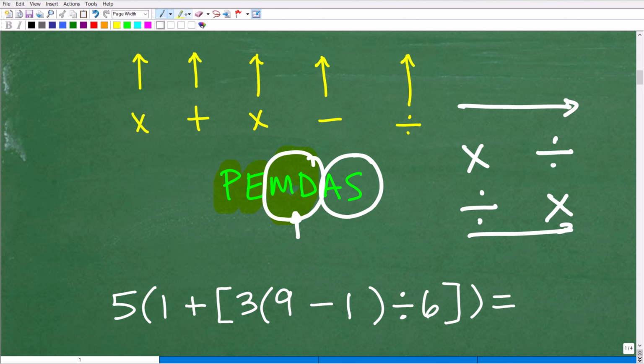And then lastly, we have A and S, which is addition and subtraction, and this works the same way as multiplication and division, whatever comes first from left to right.